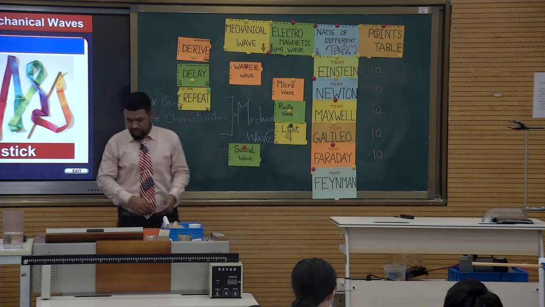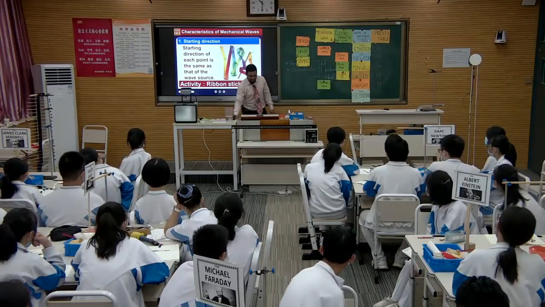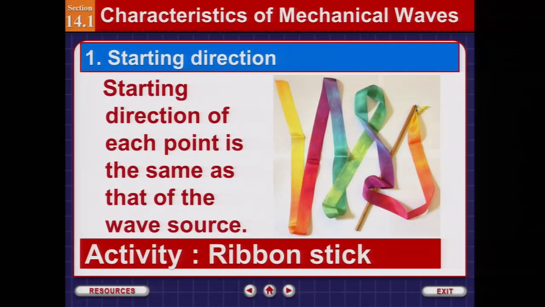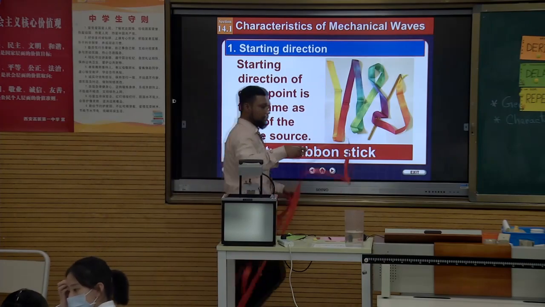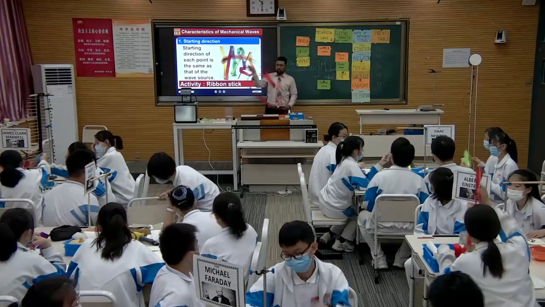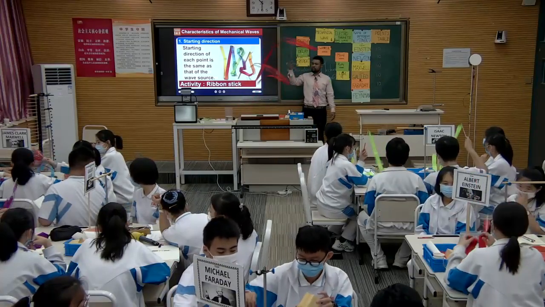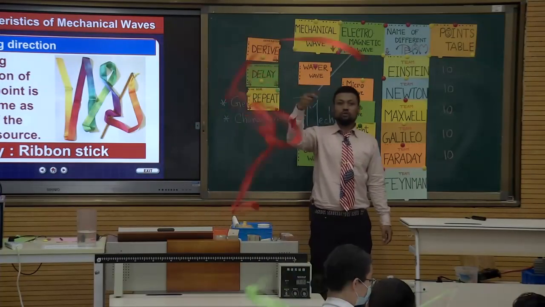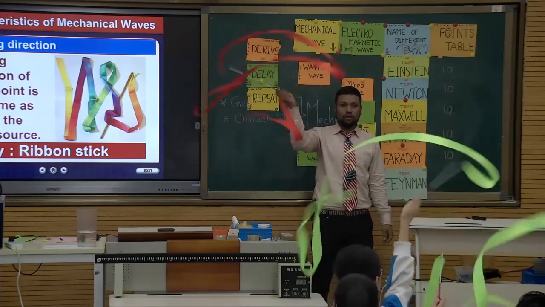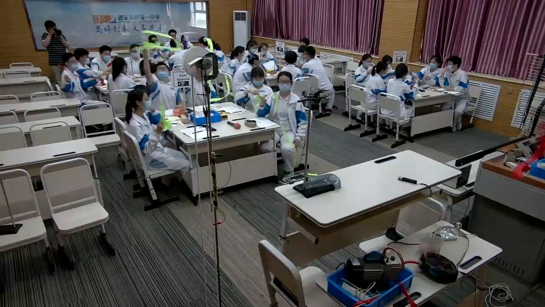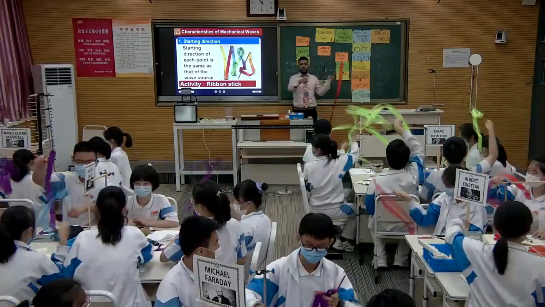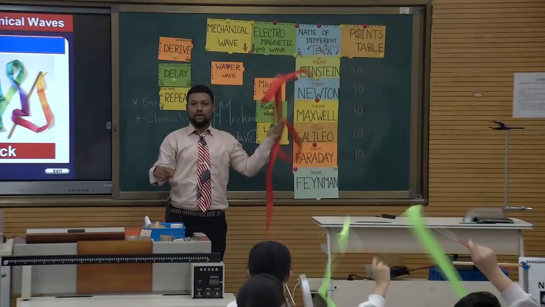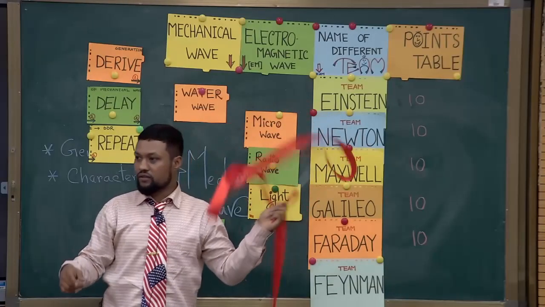Okay, so I'm giving some hints. The first one is the starting direction. Can you please find in your group this type of thing? All the group members, can you please check your group? Do you have this ribbon stick? Check it out. Everybody, can you show me that you have it or not? Ah, that's good. Fantastic. Show me the ribbon stick, quick. Yeah, that's good. This team is ready. Einstein team ready. Faraday, make it quick. Galileo ready. Maxwell ready, right?